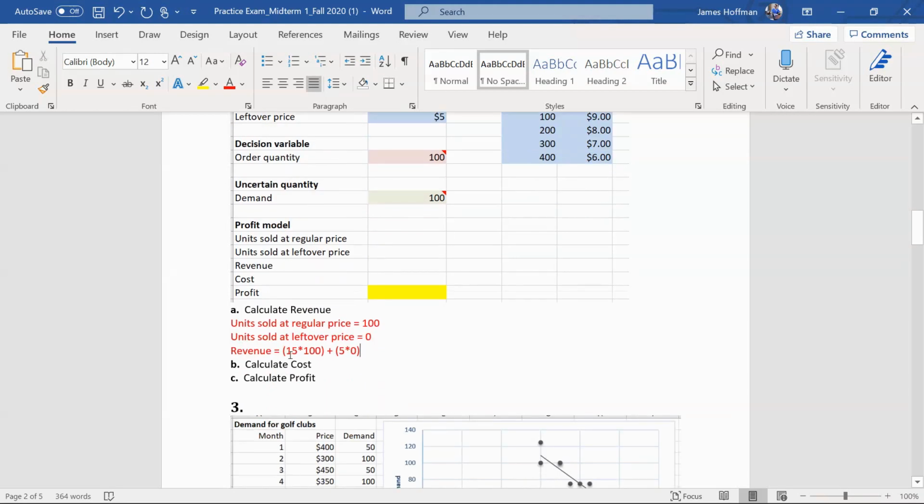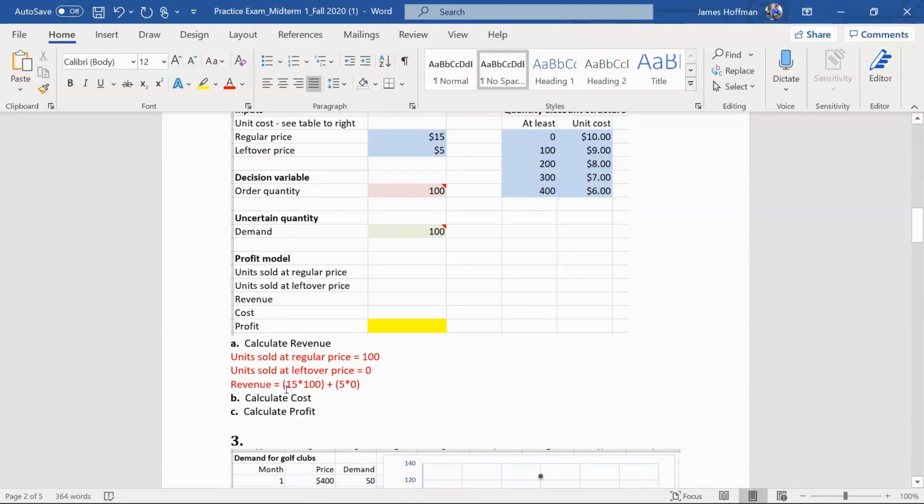Okay, so this part is the price of the regular books times how many we sell at regular price, plus the price of the leftover books times how many we sell at leftover price. So it's going to be 15 times 100 plus 5 times 0, which is just 1500.